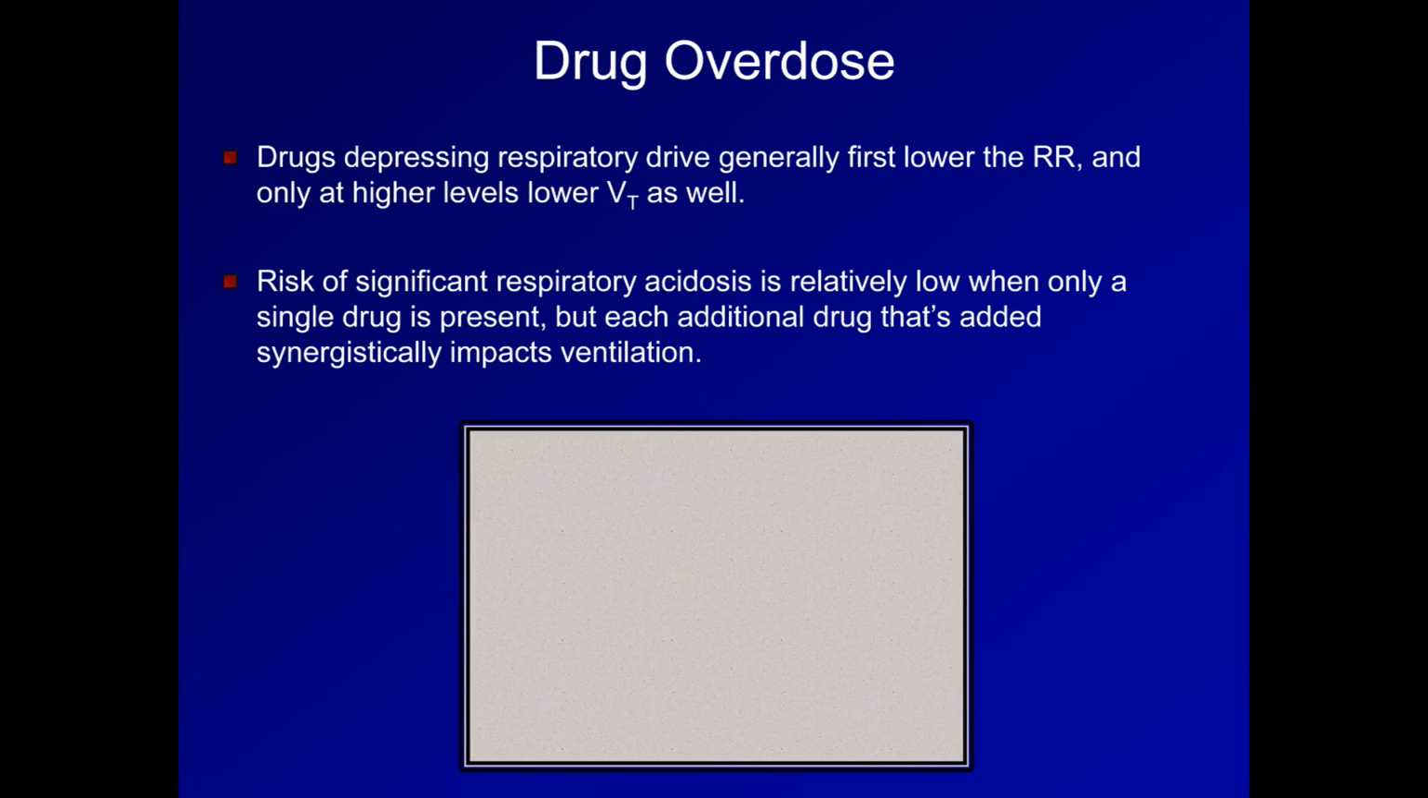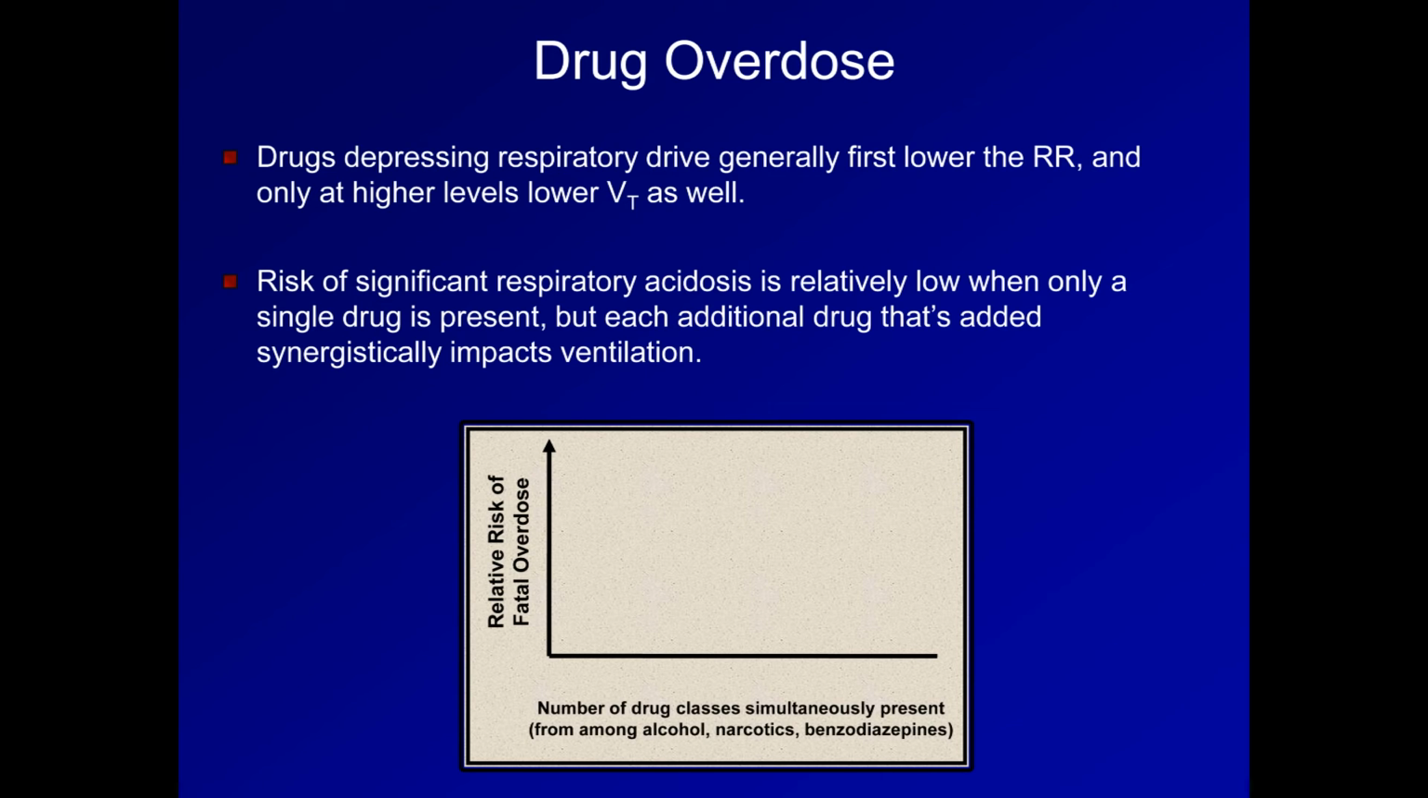Here is a simple qualitative graph in which the relative risk of fatal drug overdose will be plotted in arbitrary units as a function of the number of drug classes simultaneously present in a person's circulation. With only one drug class, the risk, as mentioned, is small. With two classes, the risk is substantially higher, higher in fact than simply adding the risk of each individual class together. Finally, with alcohol, narcotics, and benzos all present simultaneously, the risk of accidental fatal overdose is high.